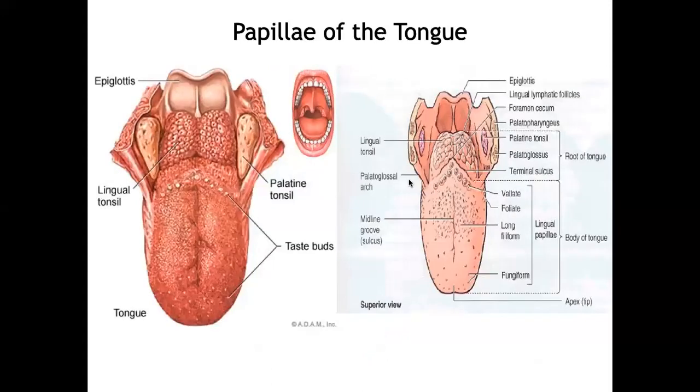Now let us look at the papillae. We already studied what the papillae are. There are 4 types of papillae. Fungiform papillae and filiform papillae: most of the anterior 2/3 of the tongue is filled with fungiform and filiform papillae. Filiform papillae are the maximum number of papillae present on the dorsal surface of the tongue, which is covered with stratified squamous epithelium with keratin. Not non-keratinized, it is keratinized.